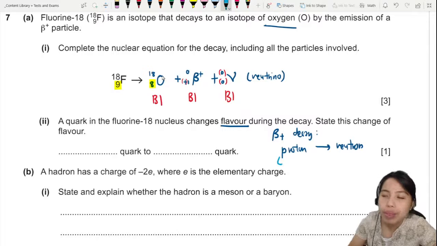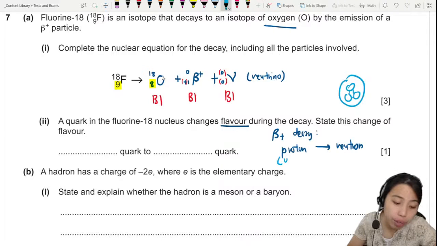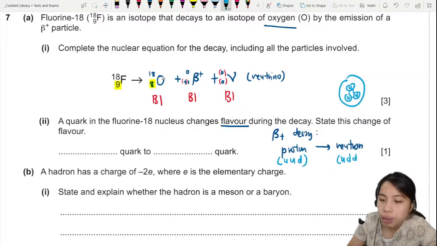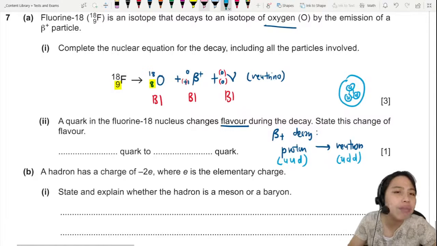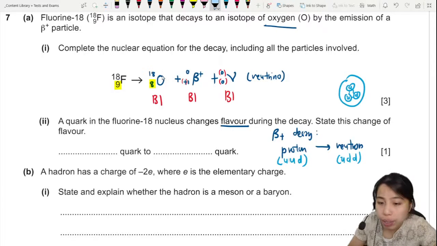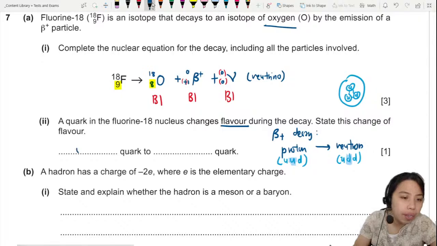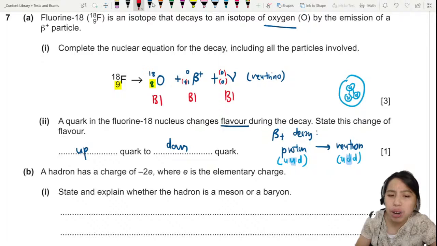So inside a proton, you can break it into 3. Proton got 3 friends. They have the names up, up, and down, so this will be like U, U, and D. A neutron is up, down, down. So which is the flavor that changed? You see, one of the up quarks became a down quark. So that's the flavor change: up quark to down quark. These are called flavors.